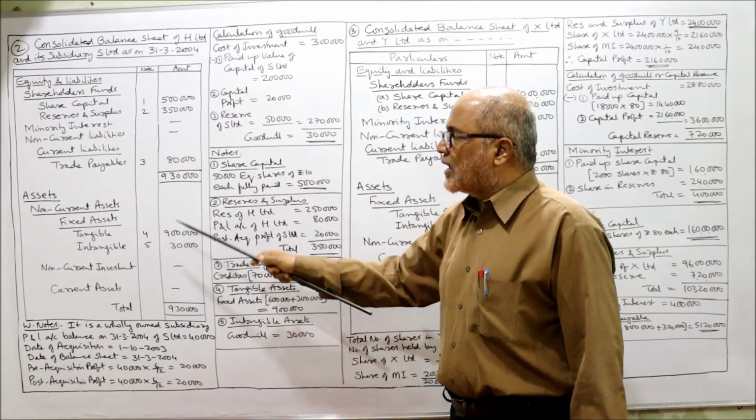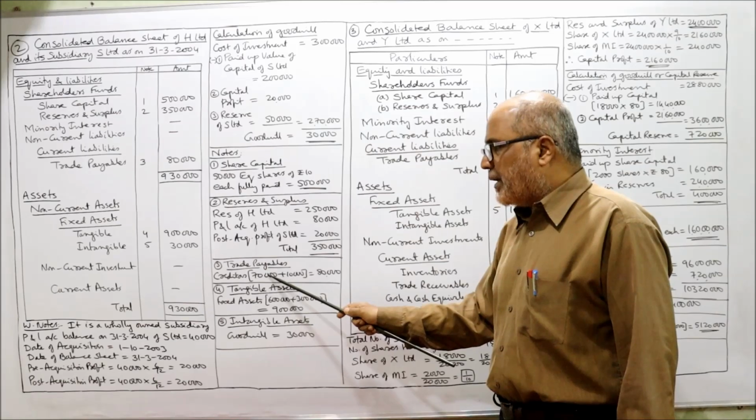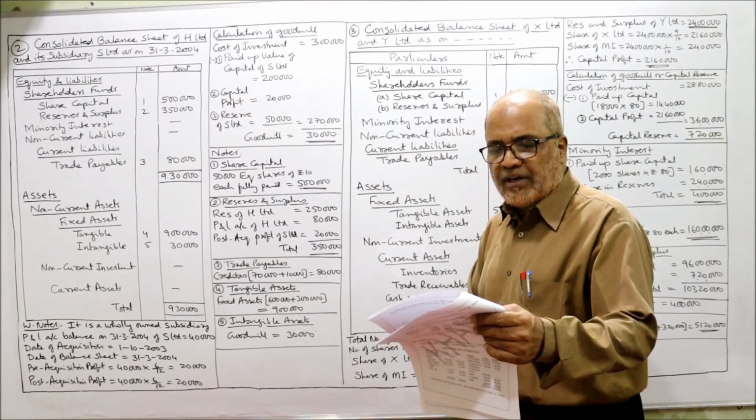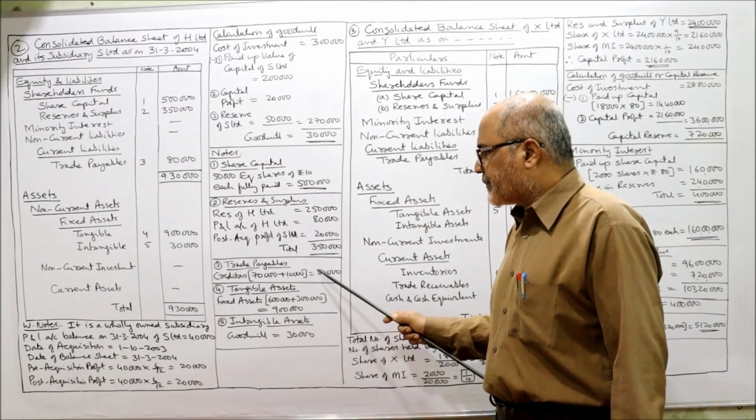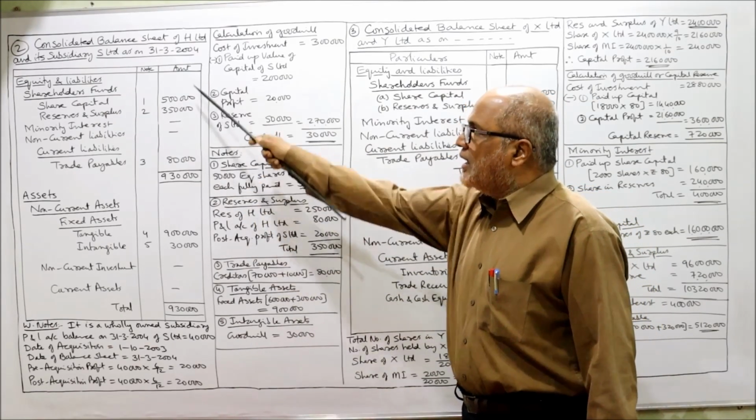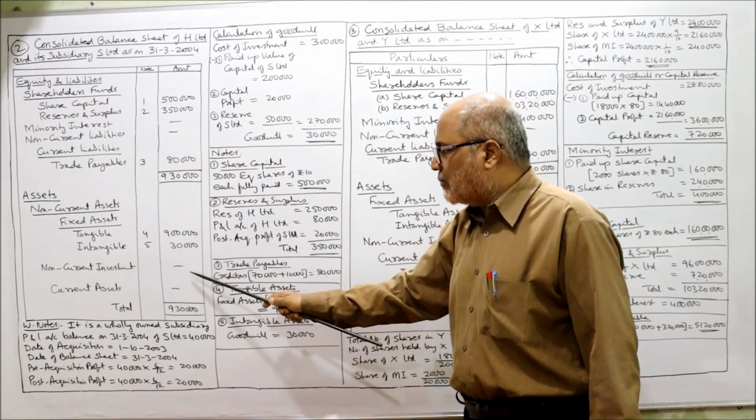No minority interest, no current liability. Trade payables, creditors: you add up the creditors of both, 70 plus 10, 80,000. Take 80,000. Liability side 9,30,000. Now come to asset side.